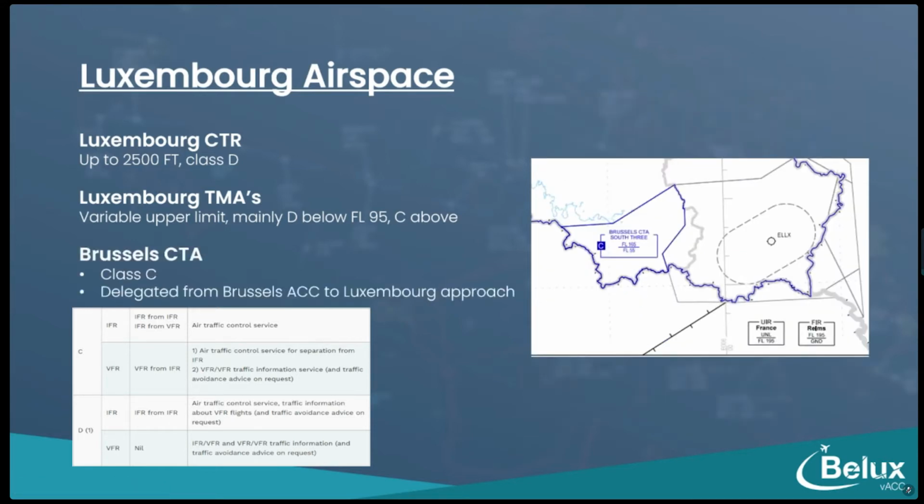Then we have the Brussels CTA South 3. So this little part is actually not a TMA of Luxembourg. It's part of Brussels, and it's delegated to Luxembourg approach between level 55 and level 165. And this is in its entirety completely Class Charlie.